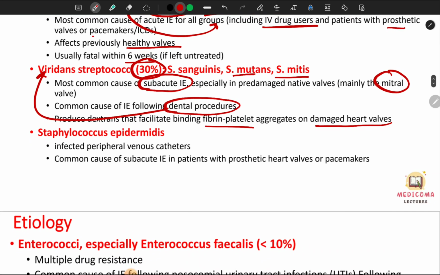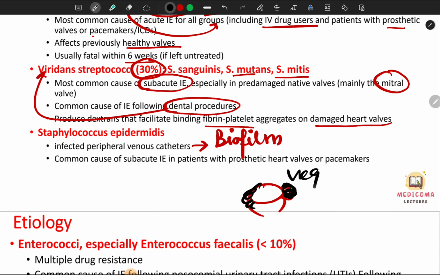The next pathogen is Staphylococcus epidermidis. It infects peripheral venous catheters. Why does it infect? Because it produces biofilms. For adherence, for example, if this is the wall, they produce biofilm and can easily adhere to the wall and form vegetations on the wall. It is a common cause of subacute infective endocarditis in patients with prosthetic heart valves and pacemakers. So this is Staphylococcus epidermidis.